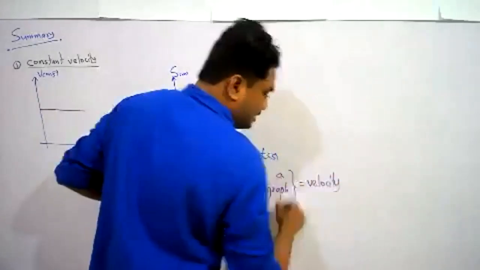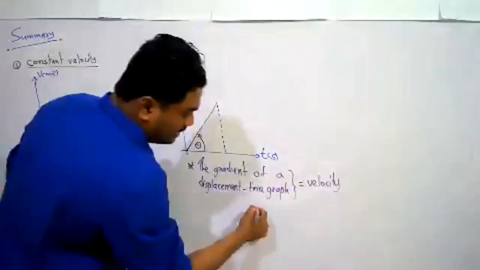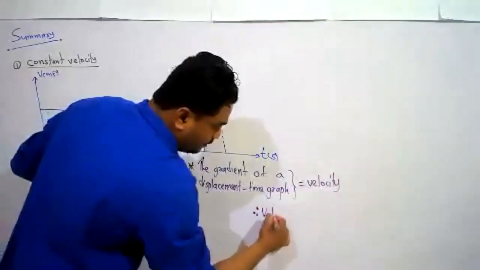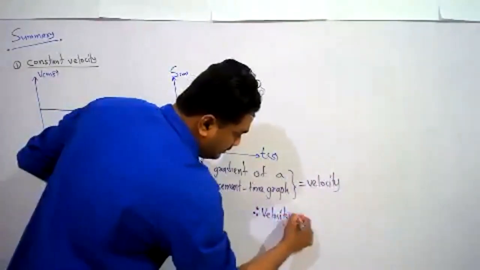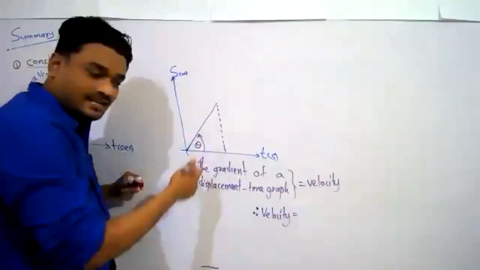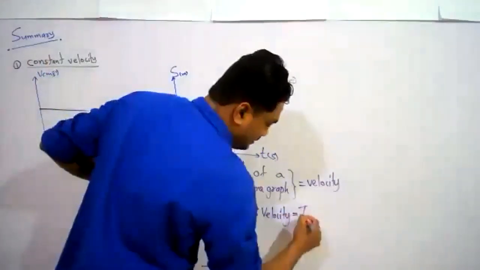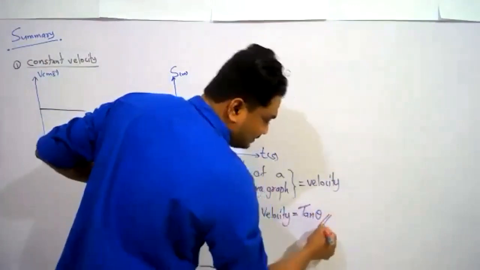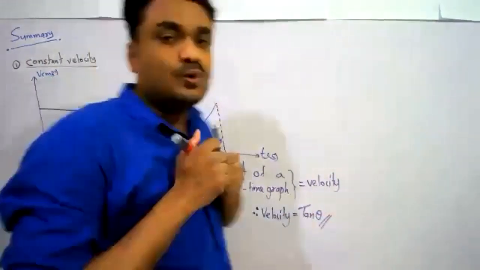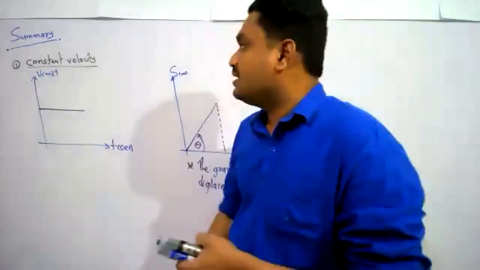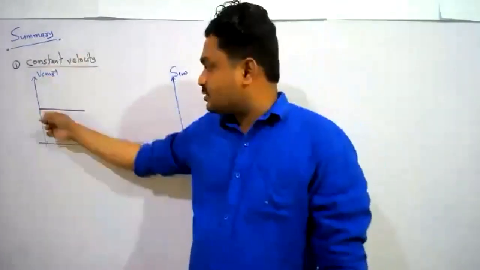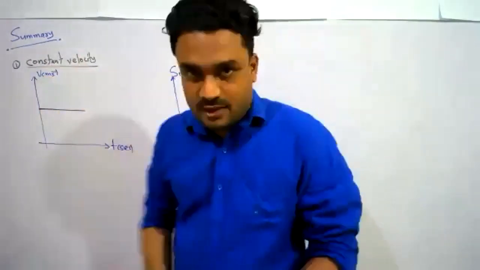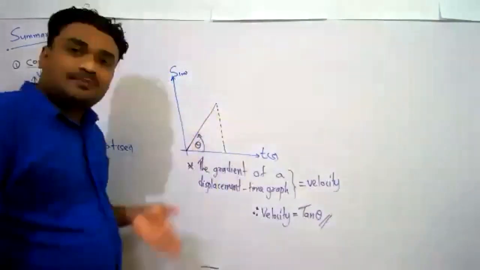Right? This is what you want to remember. So therefore, velocity equals gradient, which means tan theta. That's it. So two different graphs, two different shapes. For a velocity time graph, this is constant velocity. Constant velocity is represented in a displacement time graph like this.